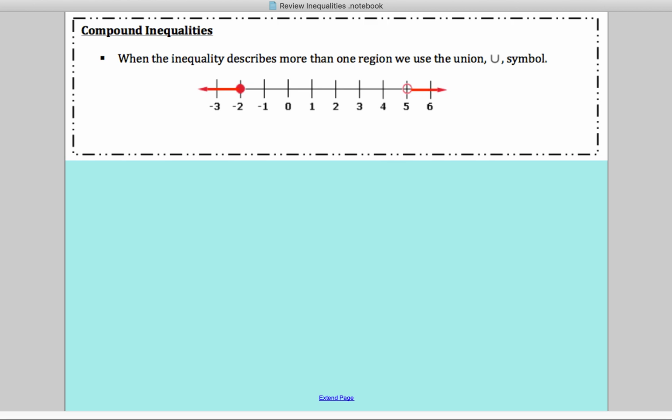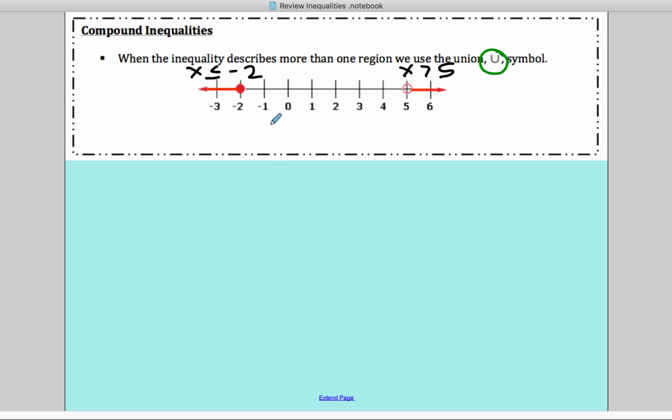Sometimes we have more than one inequality. If I look at this number line, there are two inequalities. I have this one, which is x is less than or equal to -2, and I have this one, which is x is greater than 5. They are both part of my solution set. And whenever there's more than one, you use the union symbol to write them all out. So let's put this into interval or boundary notation.